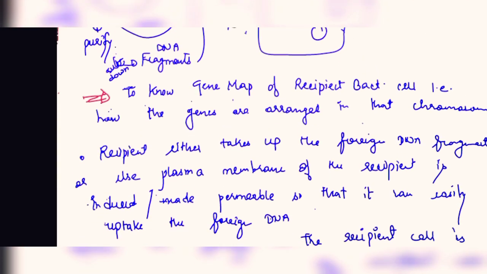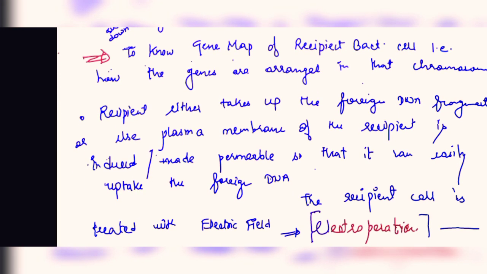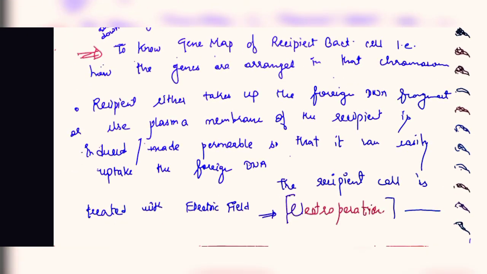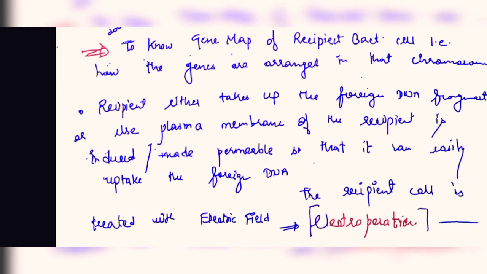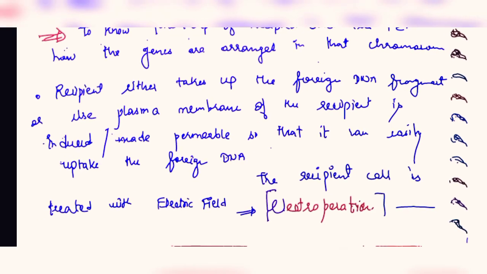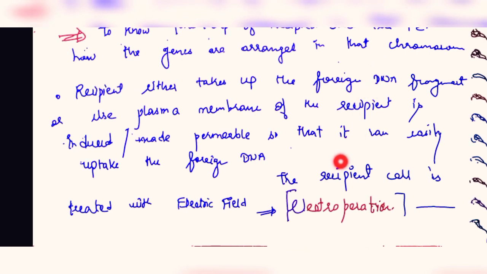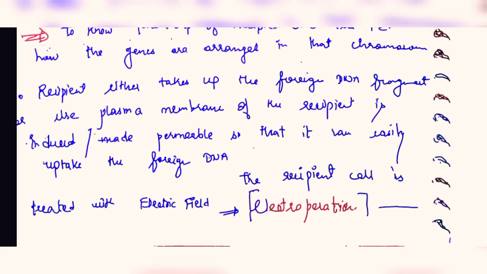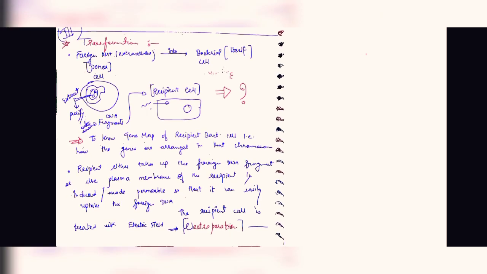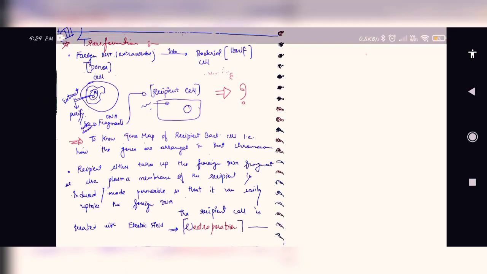It means that either the recipient takes up the foreign DNA on its own, or it is made to take it up. We induce it, or we make the membrane of the recipient cell permeable for the foreign DNA so that it can easily take it up. Now the recipient cell is treated with an electric field, and this process is known as electroporation. We'll discuss more about how this process is done.